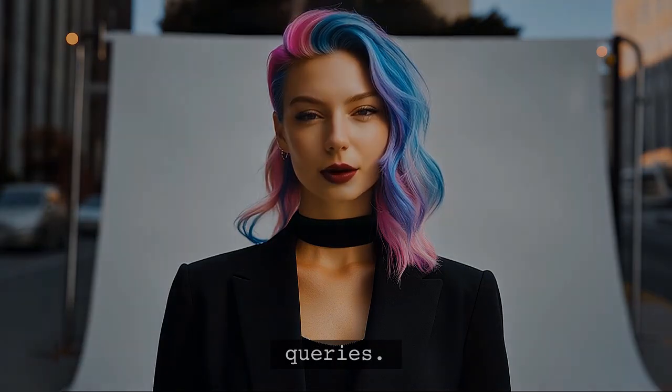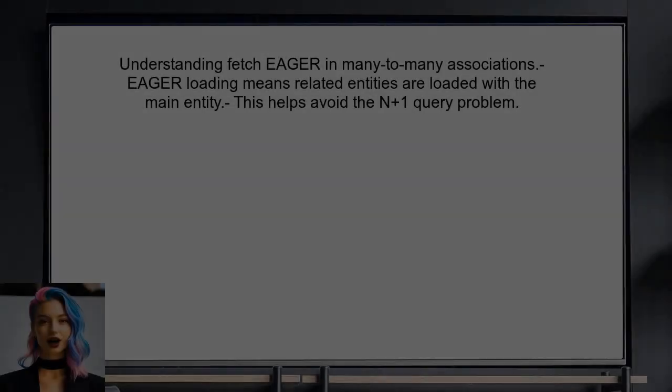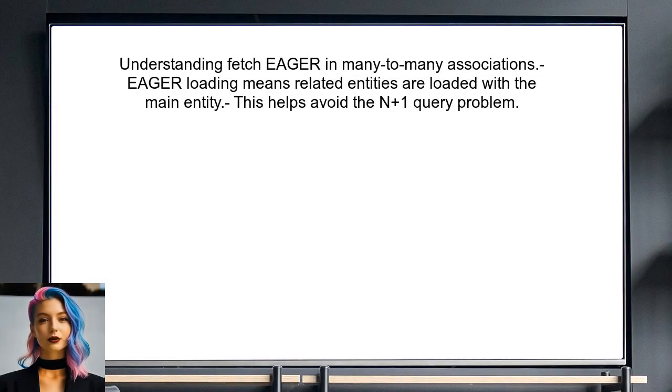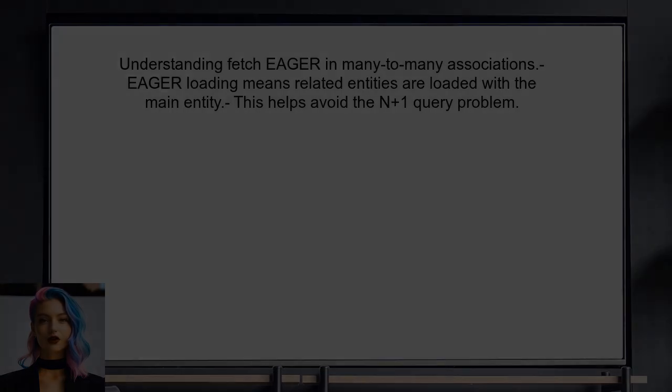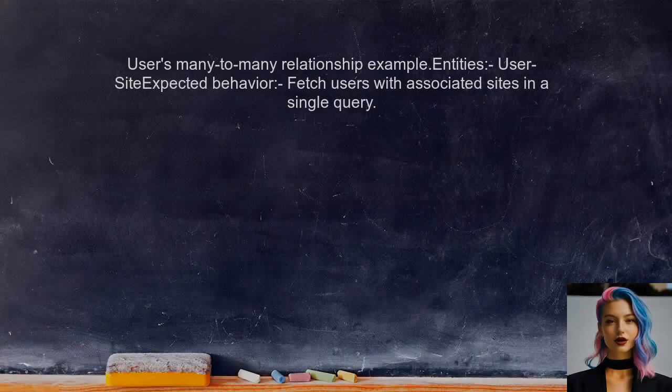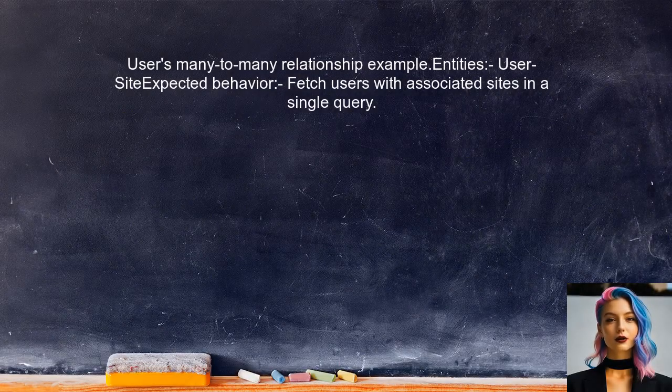your queries effectively. To understand how fetch eager works in many-to-many associations, the user should first recognize that eager loading means that related entities are loaded at the same time as the main entity. This is done to avoid the n+1 query problem. In the user's case, they have defined a many-to-many relationship between user and site. When fetching users, Doctrine should ideally join the site table and retrieve the associated sites in a single query.